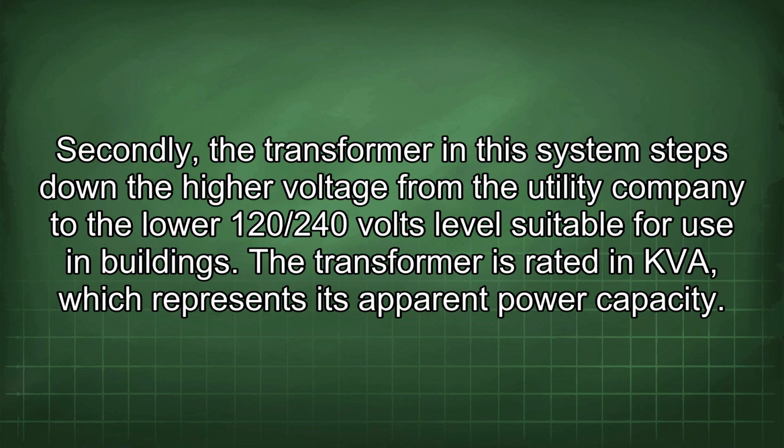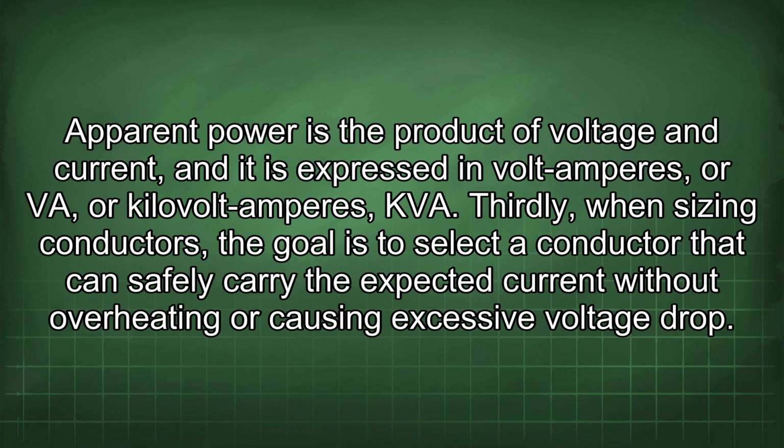The transformer is rated in kVA, which represents its apparent power capacity. Apparent power is the product of voltage and current, and it is expressed in volt-amperes or kilovolt-amperes, kVA. Thirdly, when sizing conductors, the goal is to select a conductor that can safely carry the expected current without overheating or causing excessive voltage drop.